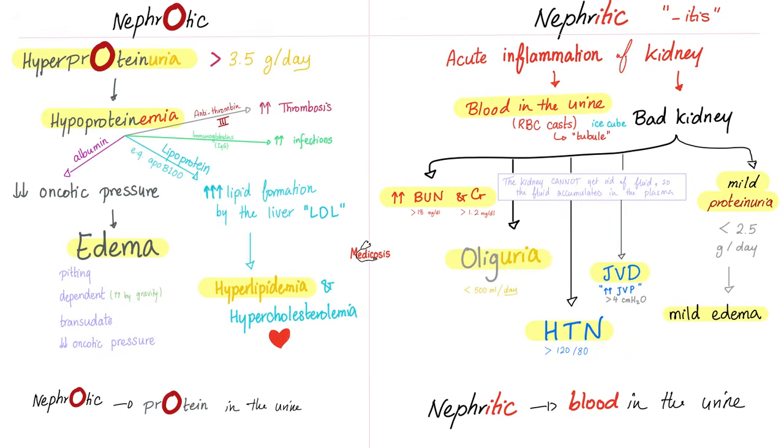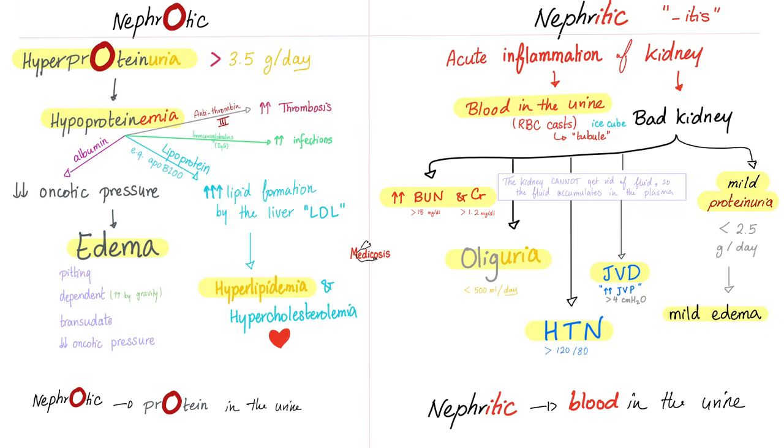But hey, Medicosis, that was kind of naive. Can we dig deeper? Sure. Nephrotic syndrome has 4 clinical features. Nephritic has 7. Nephrotic: high proteinuria, low proteinemia, edema, and hyperlipidemia. Because of the low proteinemia, I get decreased oncotic pressure, I get increased LDL cholesterol, I have increased risk of infections and thrombosis.